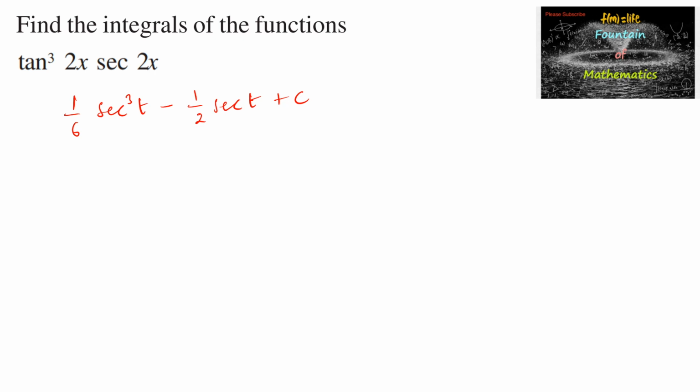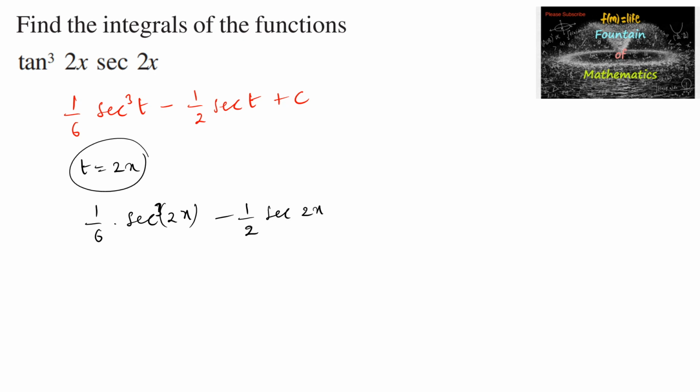Now replacing back t is equal to 2x. So we can write 1 by 6 secant power 3 2x minus 1 by 2 secant 2x plus c is the answer.